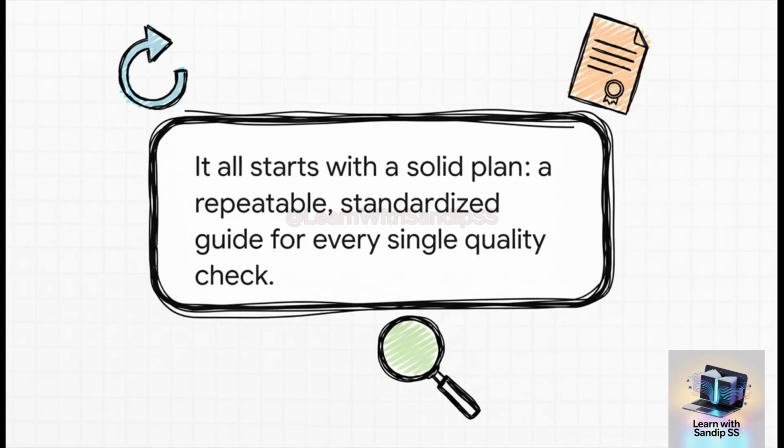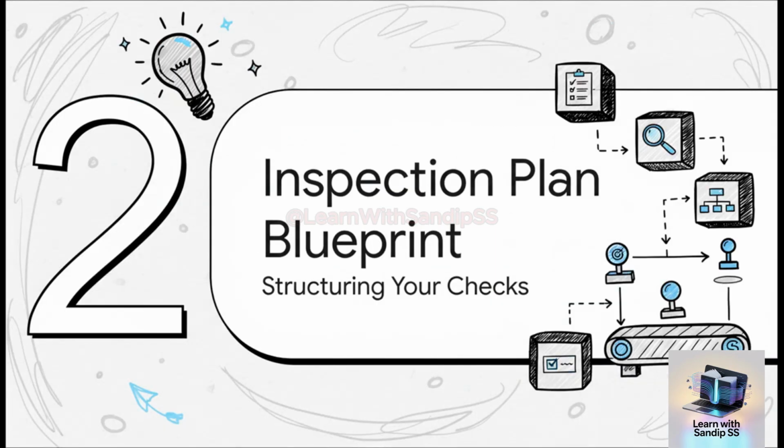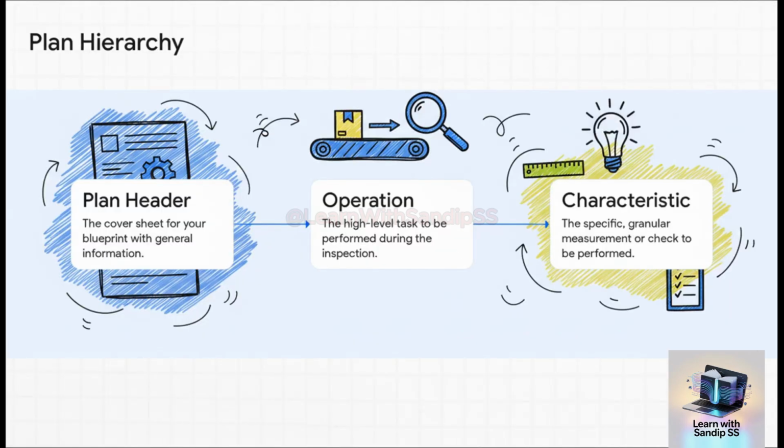Well, the answer is actually simpler than you might think, but it's also incredibly powerful. It all starts with a plan. A really solid, repeatable, and crystal clear plan that tells everyone exactly what to do every single time. And that plan, in SAP, is called the inspection plan. The best way to think of it is like the master blueprint for your entire quality process. It's the document that guides your team on what to check, where to check it, and exactly how to do it. And just like a real blueprint, it has layers.